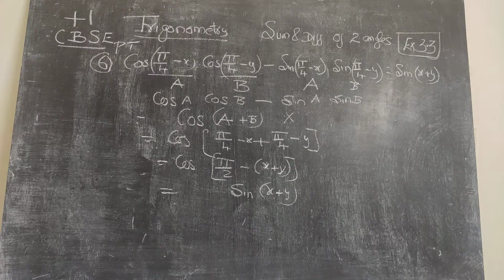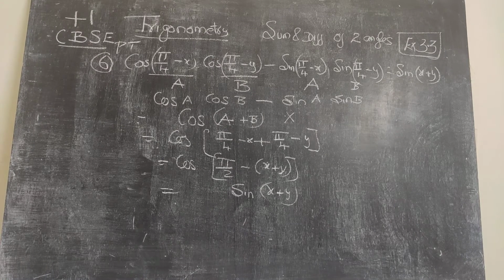A very simple formula problem. You must remember only that formula: cos A cos B minus sin A sin B is equal to cos of A plus B. Now we will go to the 7th problem.